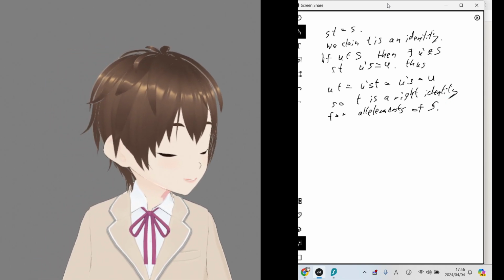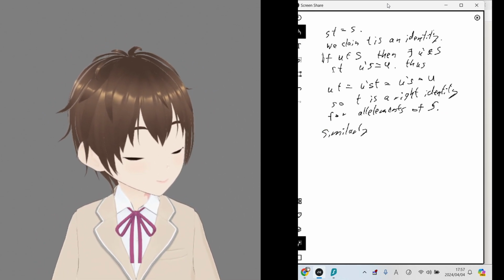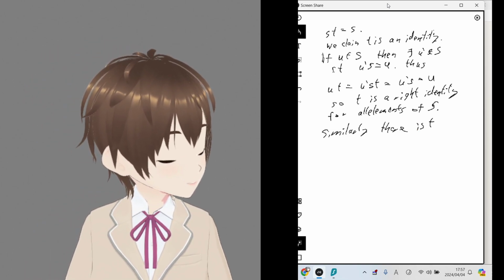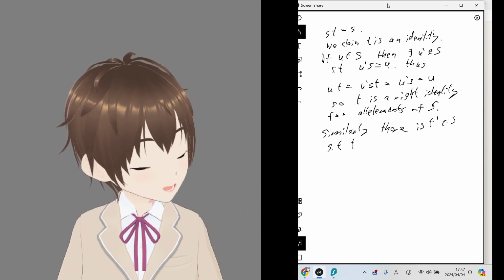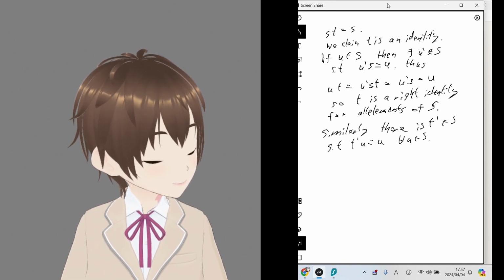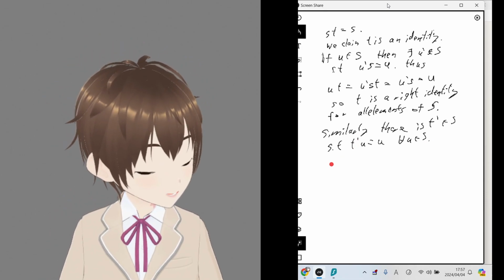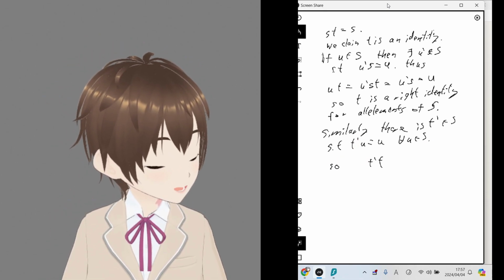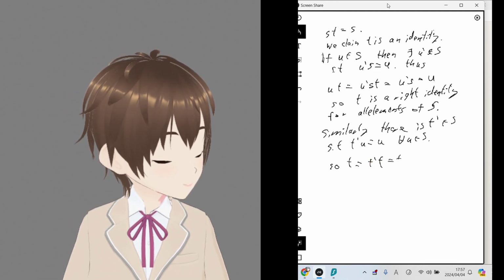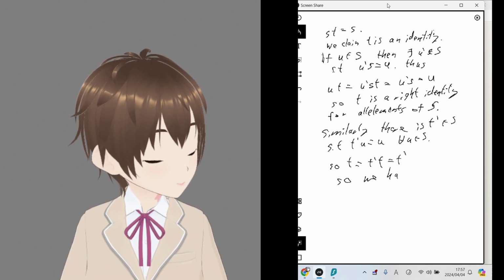By the same argument, I can find an element t', which is a left identity, meaning it fixes everything when I multiply it on the left. That is, t' in S such that t'u equals u for all u in S. And this means that t' is a left identity. And if I look at the product t't, this is equal to t because t' is a left identity. It's also equal to t' because t is a right identity, which means t equals t'. So we have an identity, because this thing is both a left and right identity.